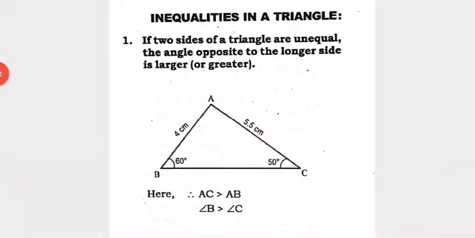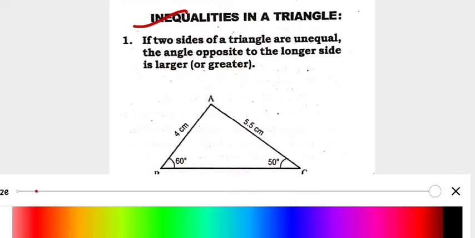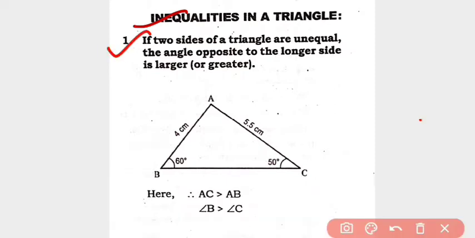So hello students, see the topic: inequalities in a triangle. Here you see, if two sides of a triangle are unequal, the angle opposite to the longer side is larger. The angle opposite to the longer side is larger.